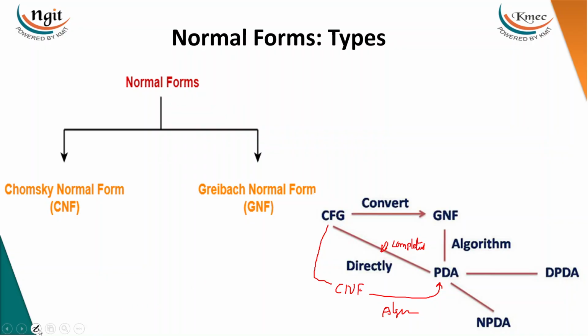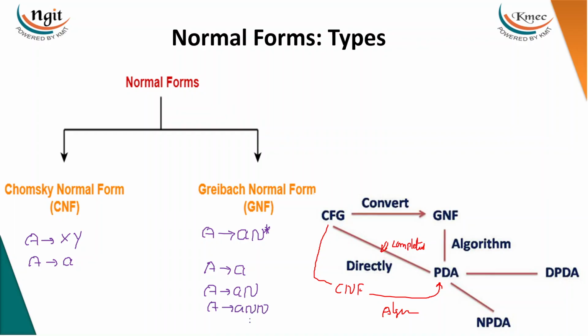Okay. So what is CNF and what is GNF? Let me write quickly. CNF means the left-hand side has only one non-terminal, and the right-hand side allows either two non-terminals or a single terminal. In Greibach normal form, as we have already discussed, on the right-hand side a terminal is followed by any number of non-terminals, which includes none. That is, A tends to a single terminal is allowed. A tends to a terminal followed by a non-terminal is allowed. A tends to a terminal followed by any number of non-terminals is also allowed.